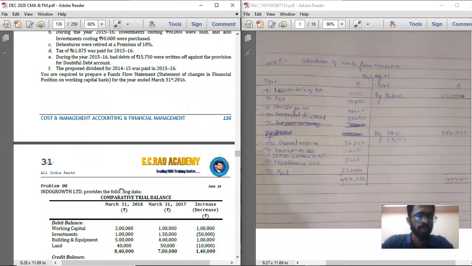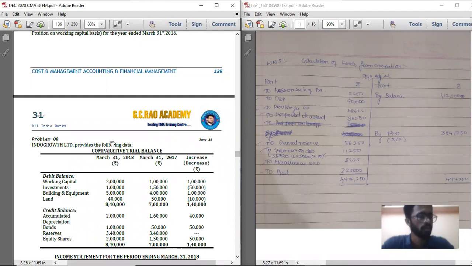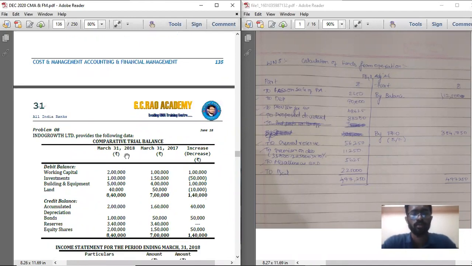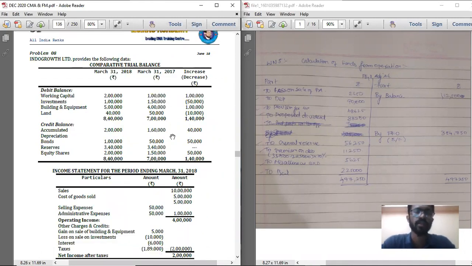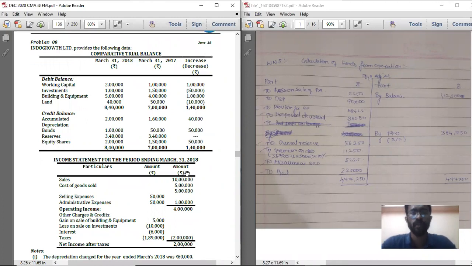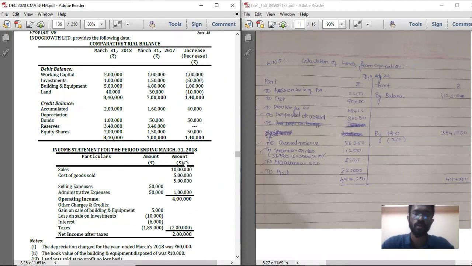So the last problem, that is problem number 8. Just refer to the June 2018 answer sheet. You just work it on your own first, then refer to the answers for what is the funds from operation and what are the different statements, which different accounts you open. First, just prepare on yourself the answer for this problem number 8. Prepare the fund flow statement. Then go to the solution sheet and check the solution.